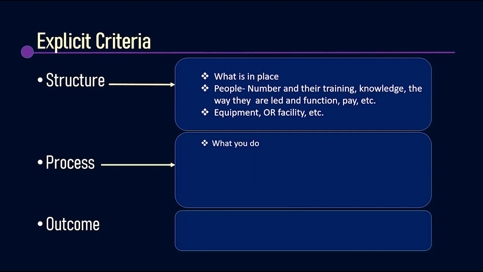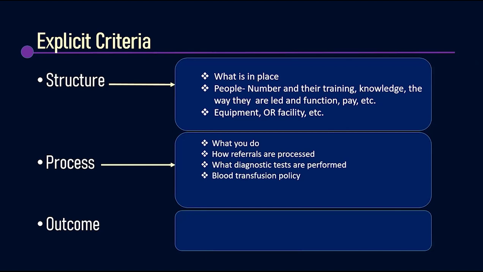Regarding the process, it is basically what you do when the patient comes to you. The examples would be how referrals are processed, what diagnostic tests are performed on a patient, whether you are over ordering or under ordering tests. What is your blood transfusion policy in your institute? What is the status of regular care in the ER, OR, ICU, ward, etc.? And what are your discharge and appointment policies, or how are you planning to see the patient back in the OPD? All these things are regarding the process.